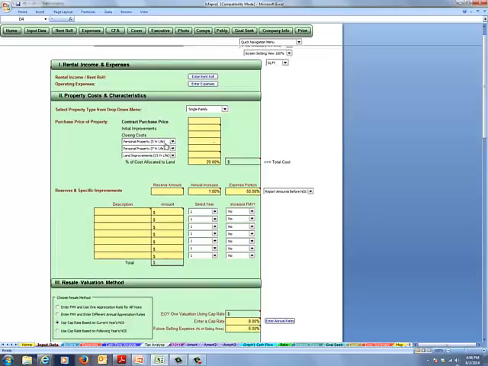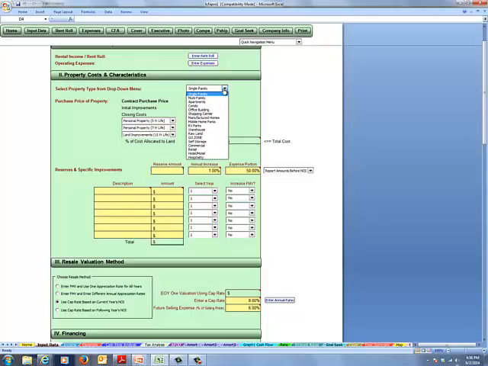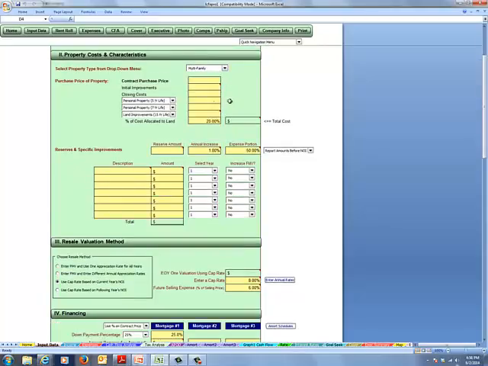Now, the next thing you want to do is come down here to the property costs and characteristics. The default is single family. You can put in multifamily or apartments. It doesn't really matter. I always tend to go with the multifamily right there. If you know what the purchase price is going to be, you can put it in right here. I leave this part blank at the moment, and I'll show you why in a second. Little trick that I have.